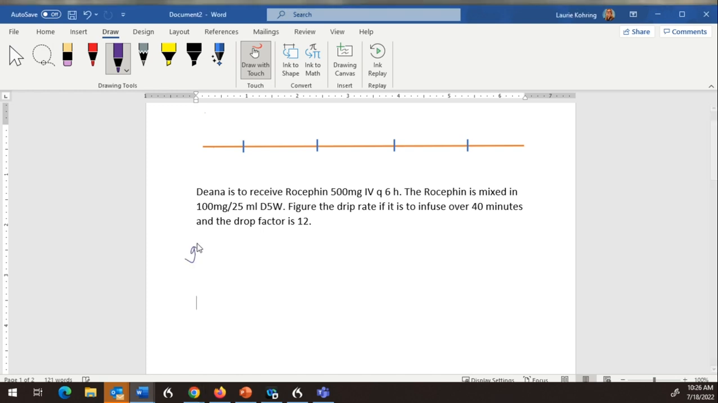All right, so first we realize, based on this last sentence, we're solving for a drip rate and we have a drop factor. So this tells me I'm solving for drops per minute. And I'm going to go in a little bit of fast motion here. So 12 drops per milliliter is what the drop factor is. And I'm going to need to cancel out my milliliters. Next is my milligrams.